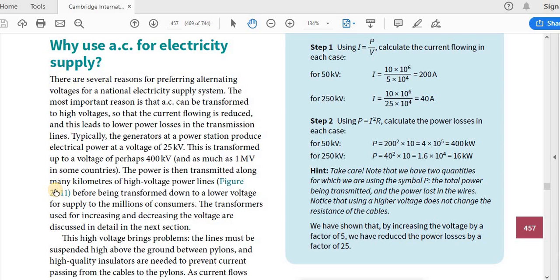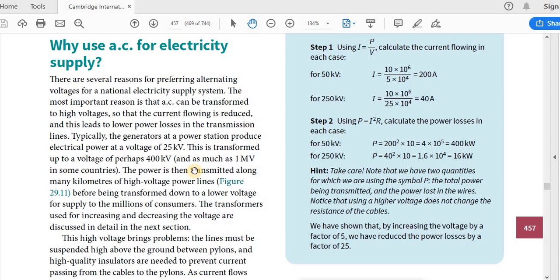Transmission means you send it from one place to another. So from the electricity power station to your home, it has to travel through those cables. So that is the transmission process. Typically, the generators at a power station produce electrical power at a voltage of 25 kilovolts. This is transformed to a voltage of perhaps 400 kilovolts.